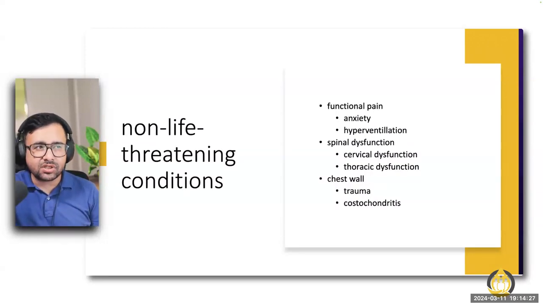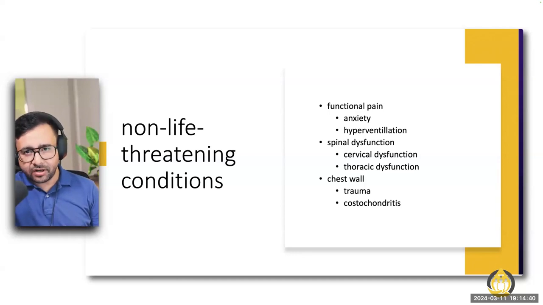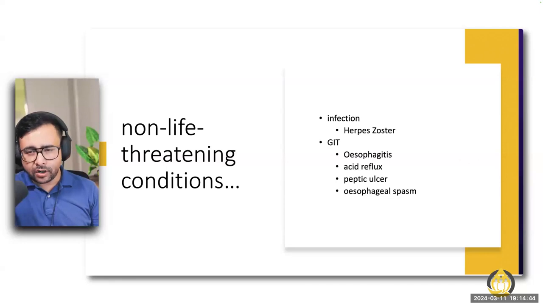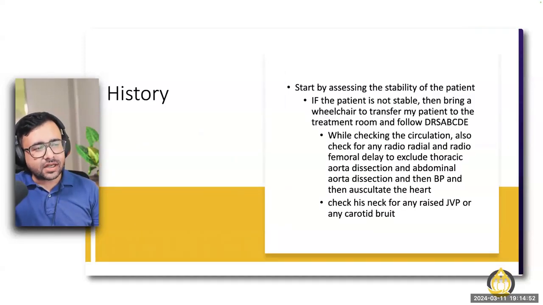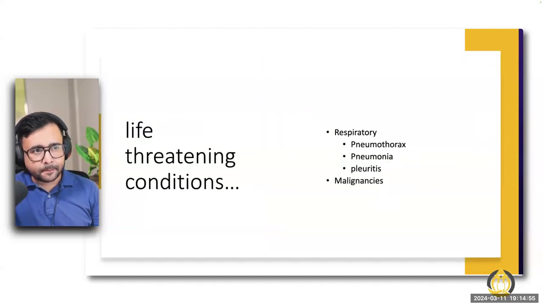Non-life-threatening conditions could be functional pain, such as because of anxiety or hyperventilation syndrome. Could be spinal dysfunction, such as cervical dysfunction and thoracic dysfunction. Could be chest wall conditions, such as trauma or costochondritis. So these are some of the conditions to keep in mind. Or sometimes even herpes zoster can present in this manner. Or esophagitis, acid reflux, peptic ulcer disease, esophageal spasm. These are some of the conditions to keep in mind.